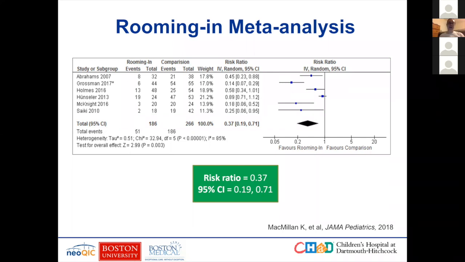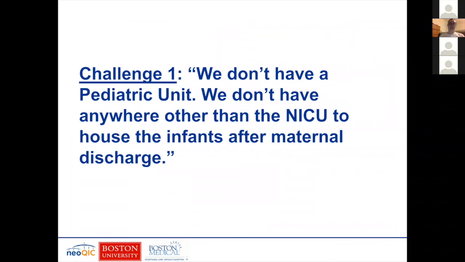It's really strong evidence to support that this should be the way that we care for these infants, and we need to find a way to do this at each of the hospitals. So I hear this all the time from hospitals: we don't have a pediatric unit, we don't have anywhere other than the NICU to take care of these babies after discharge.